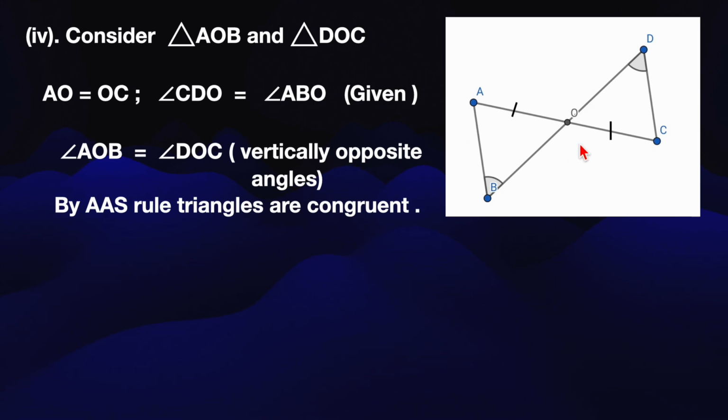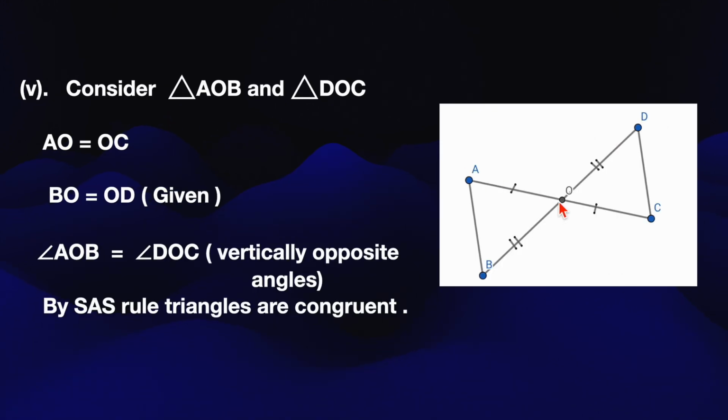Okay, so here is another figure and they have given that OA is equal to OC and angle CDO, this angle, is equal to this angle ABO. Let us see. You can see that these two angles are vertically opposite angles. Angle DOC is equal to angle AOB. So what is the rule we will apply here? Angle, angle, side. So by AAS rule, the triangles are congruent. This triangle is congruent to this triangle.